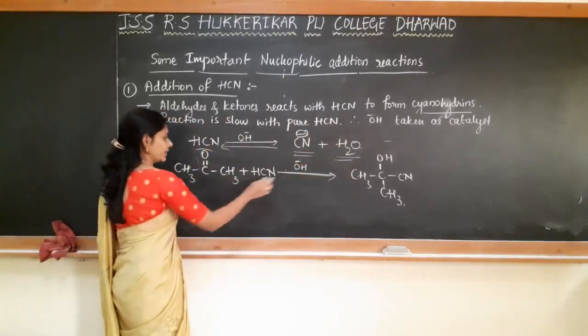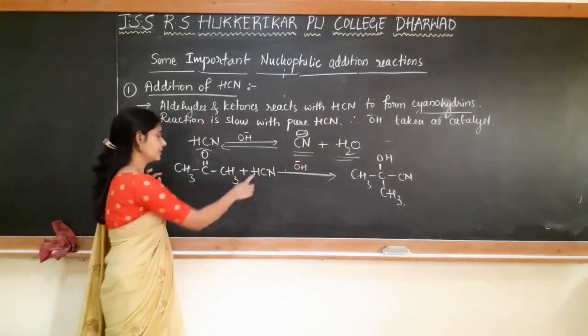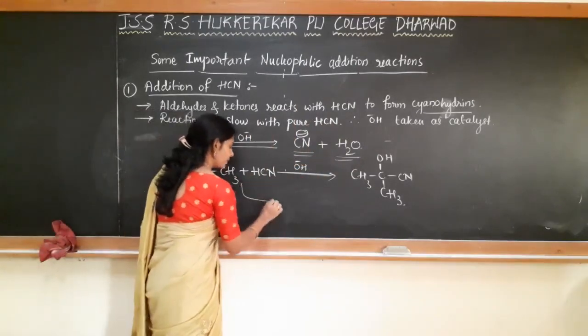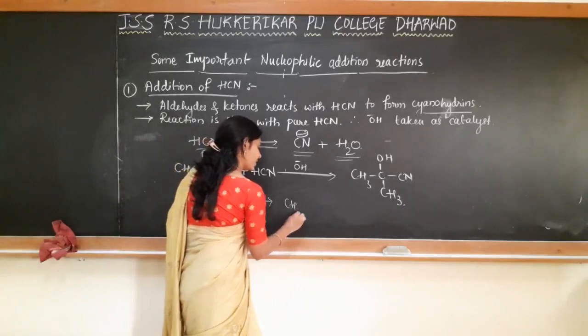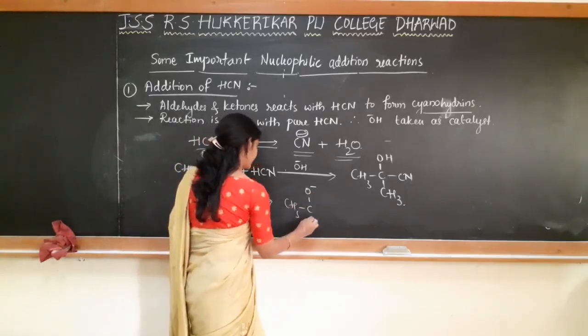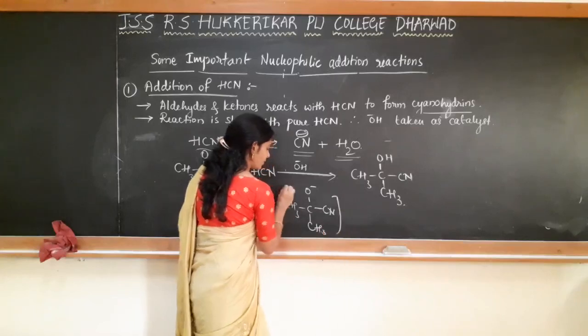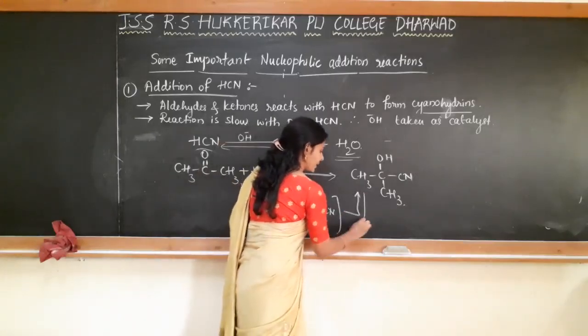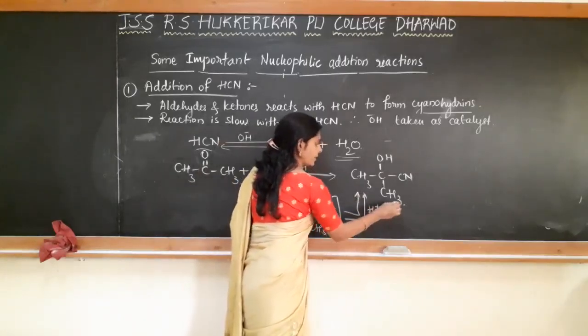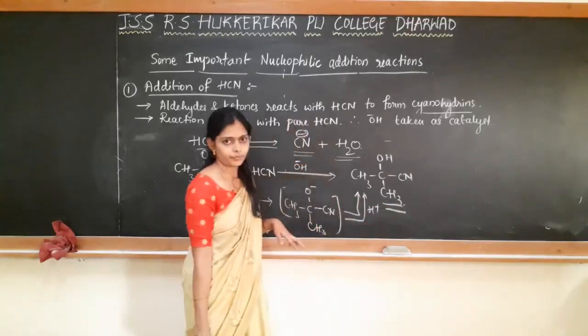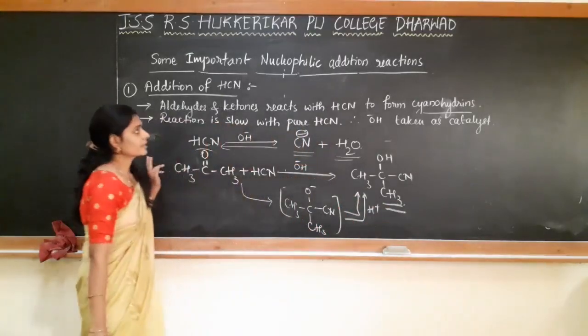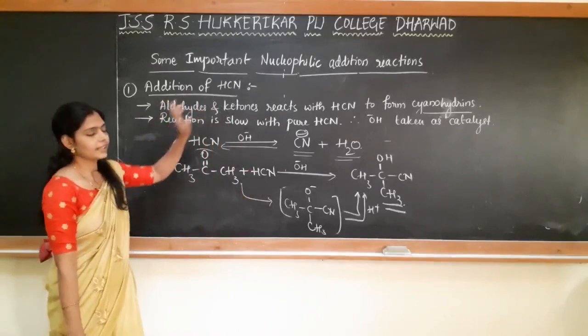So the final product I have written, I didn't write the intermediate. The intermediate will be CH3, C(O minus)(CN), CH3. This will be the intermediate, which on further protonation results in the formation of the final compound. So this is the first reaction, addition of HCN.